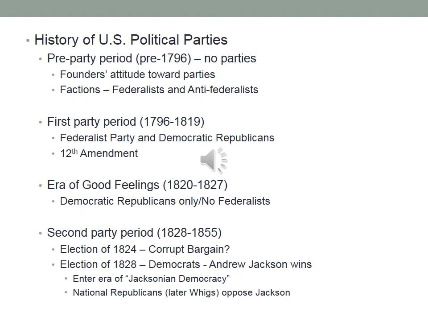But after the first party period, in 1819 to 1820, we convert into what we'll call the era of good feelings. Basically, the Democratic Republicans are the only party during this period. The Federalists have kind of gone away, and this was all a result of the War of 1812. It was a very controversial war, supported by the Democratic Republicans and vehemently resisted by the Federalists, because the Federalists suffered economically the most with the trade embargoes that harmed commercial interests, especially in New England. The Federalists were vocally against the war, and to some people's argument, they were almost treasonous in their resistance to it.